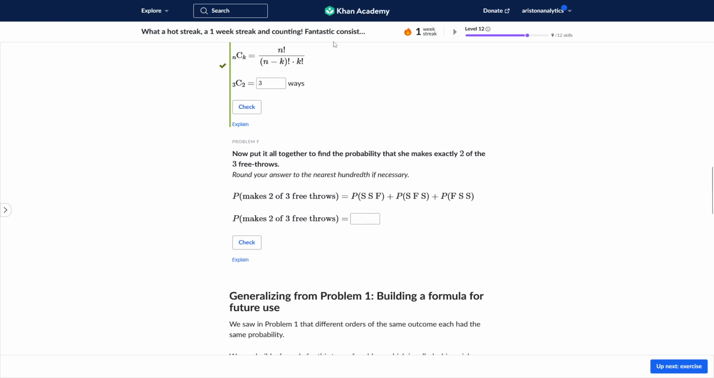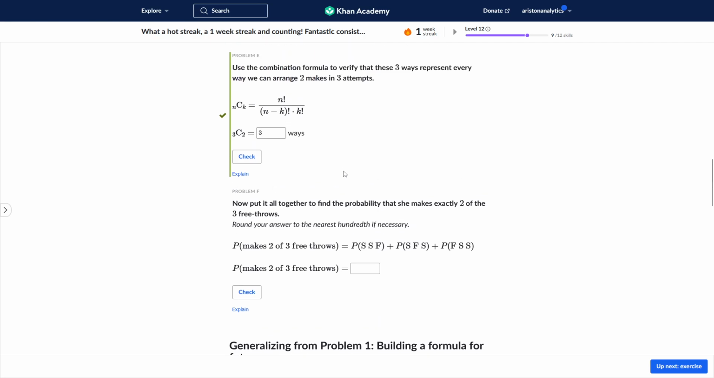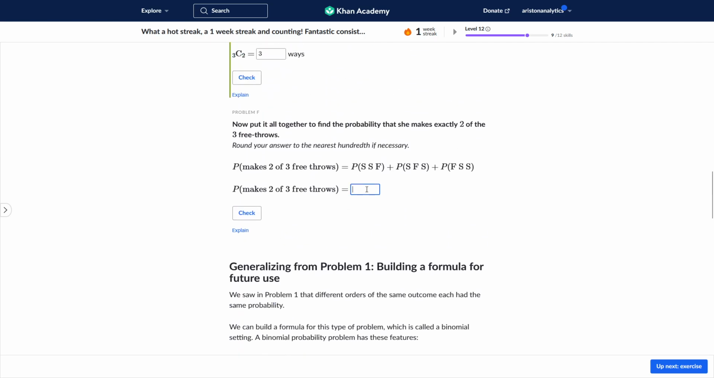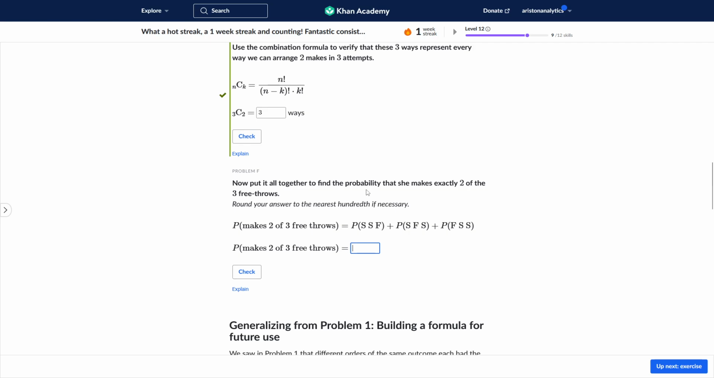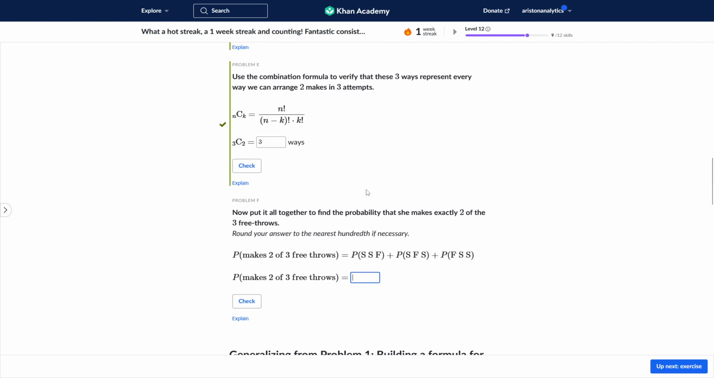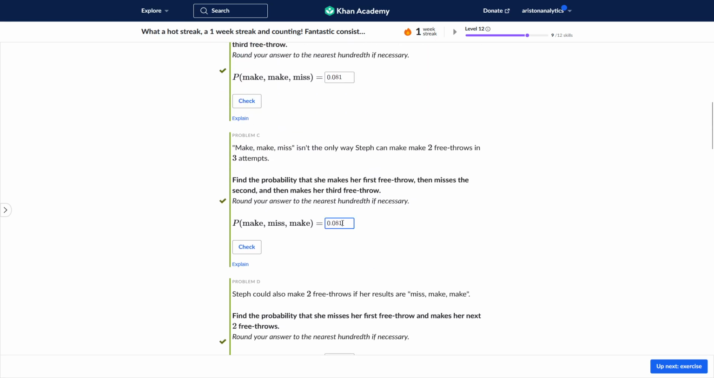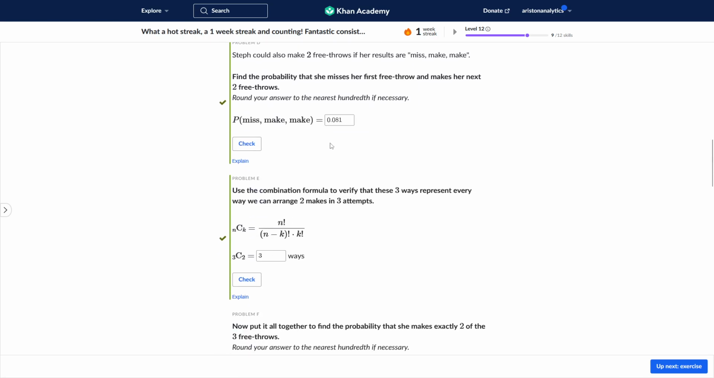Now put it all together to find the probability that she makes exactly 2 of the 3 free throws. Pretty sure it's just this times 3. So 0.243.